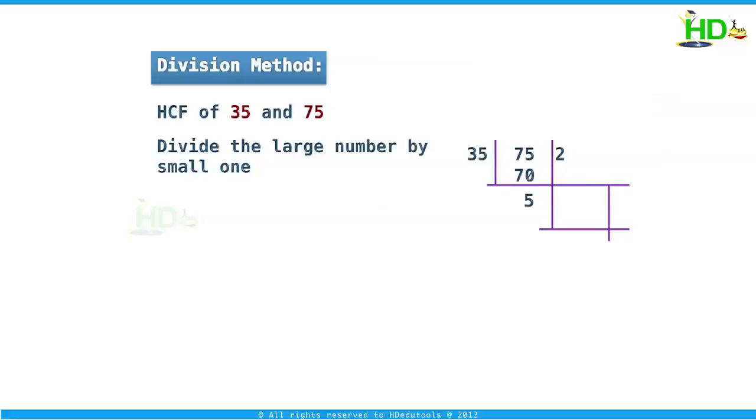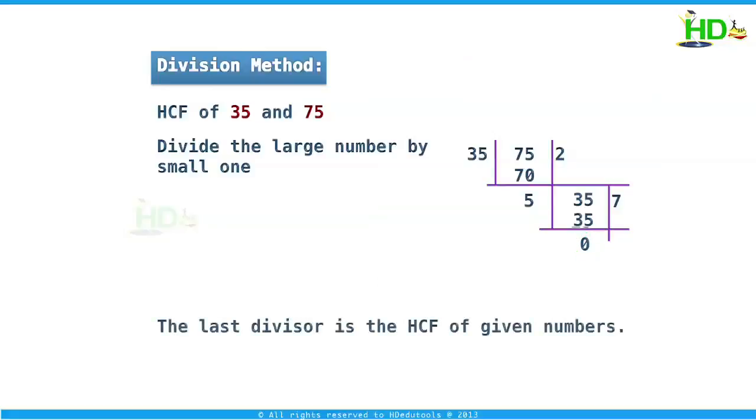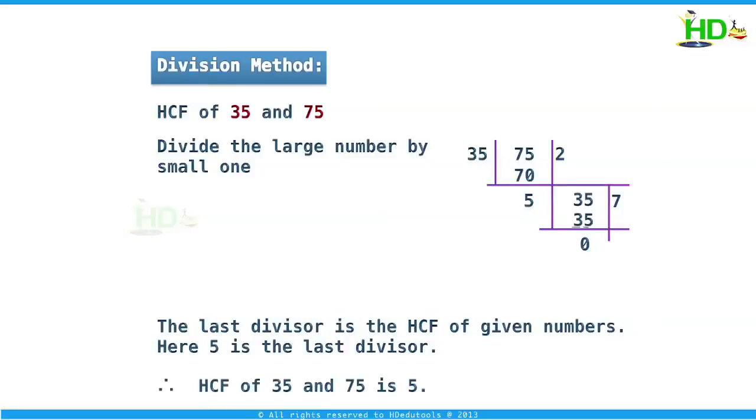Suppose we get the remainder 0, then we stop the process. Otherwise, we repeat the process of dividing the divisor by the remainder until we get the remainder as 0. In this case, if we divide 35 by 5, we get the remainder 0. And here the last divisor is called the HCF of the given numbers. Here 5 is the last divisor, therefore the HCF of 35 and 75 is 5.